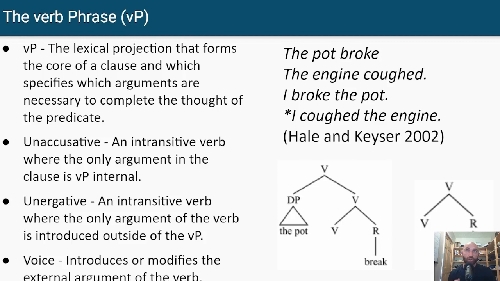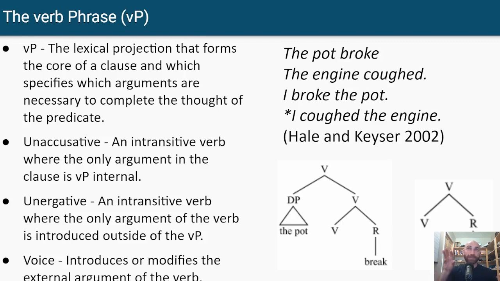In contrast, with the engine coughed, the verb itself does not have an argument associated with it. So we need a subject, right? Something has to cough. So that means that voice is the only thing that introduces the argument. So when we put active voice on there, we have an argument, but we only have one argument because cough itself does not have an argument. Okay? So that creates this asymmetry where we have the pot broke versus the engine coughed.